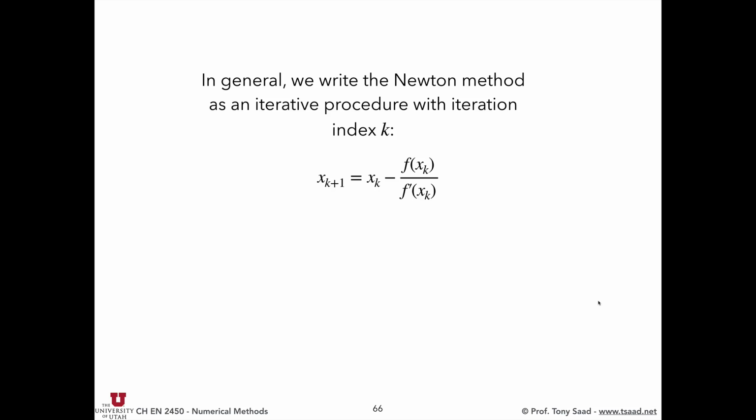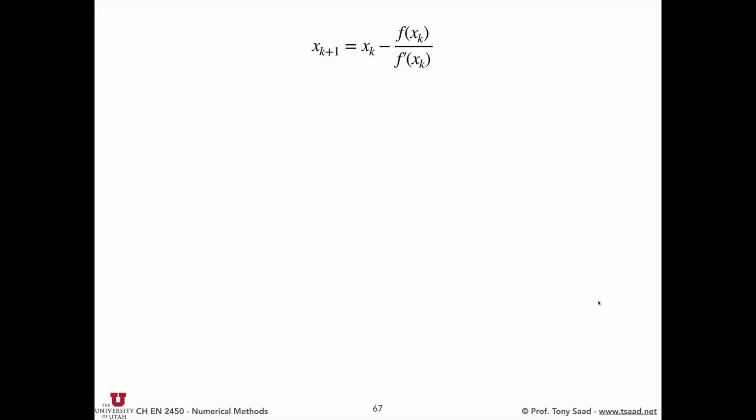Now, in general, we write Newton's method as an iterative procedure rather than x1, x0. We just say xk plus 1, or the new iterate, is equal to the old iterate xk minus f at xk over f prime at xk. Just simply putting it out there because we're going to be using this form as we go further.